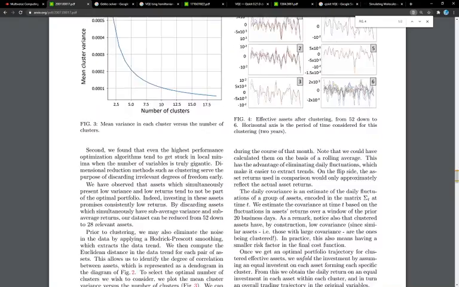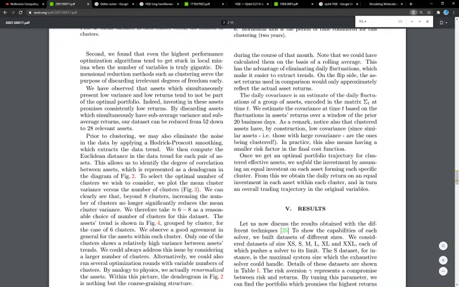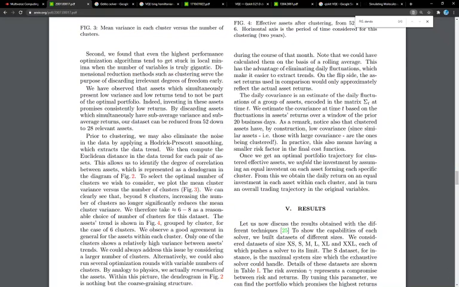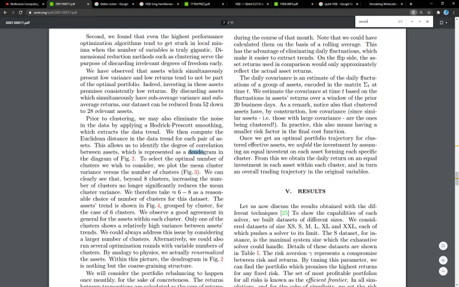I know this dendrogram is correlation between assets. Okay, so that's nothing to do with the VQE. It's just for the correlation between assets. This is just for cleaning out the data and stuff like that. Preparation of the data.